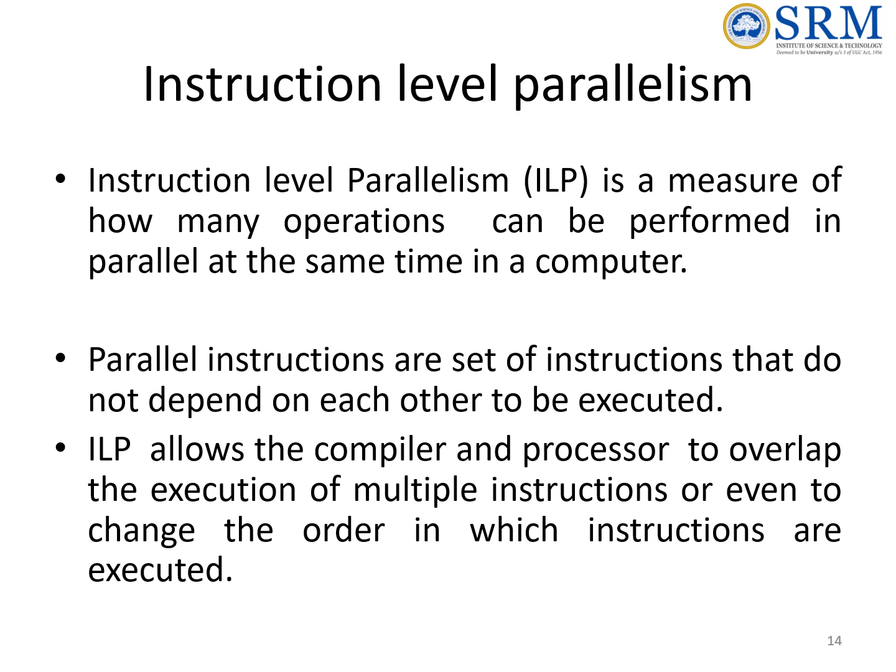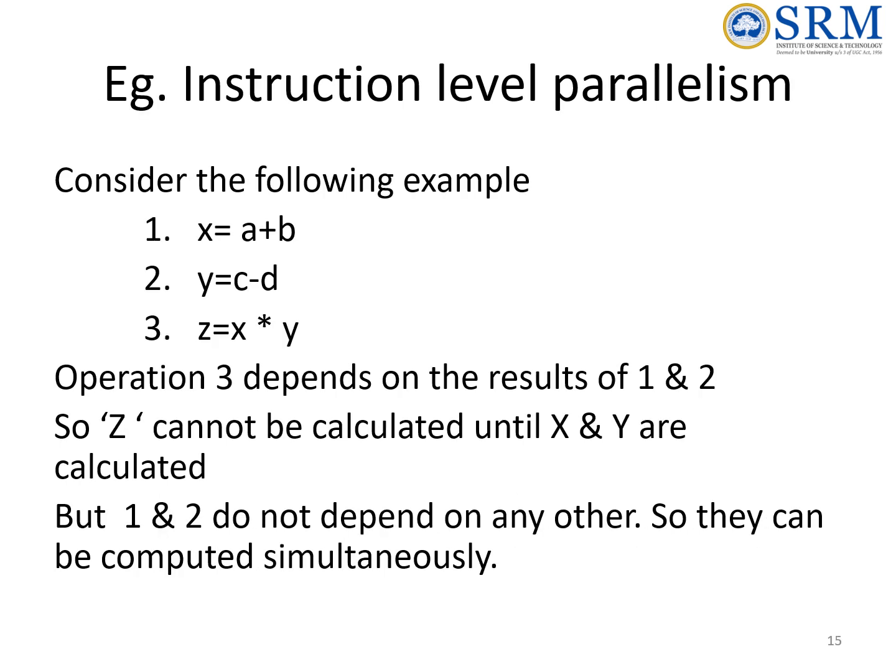So ILP allows the compiler and processor to overlap the instruction execution of multiple units or even change the order of the execution of instructions. The example is x equals a plus b, y equals c minus b, and z equals x plus y. So the calculation of x and y are independent of the values. Both operations can be completed in one cycle, whereas the third step is done in a separate cycle, because z cannot be calculated until x and y are calculated.